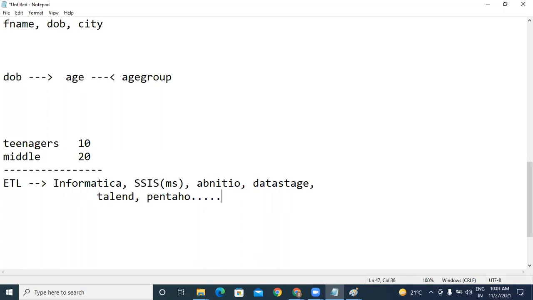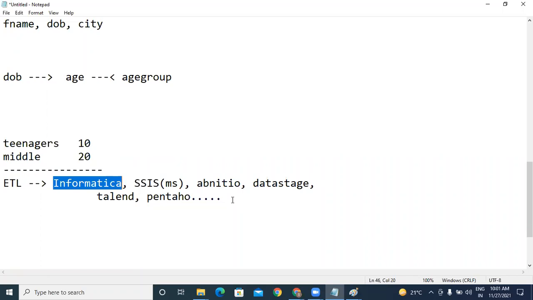But among all these ETL tools, sir, Informatica captured almost 40% of the market previously. DataStage is mostly used by IBM kind of clients. If it is Microsoft, they have SSIS. In this way, many ETL tools are already there in the market.